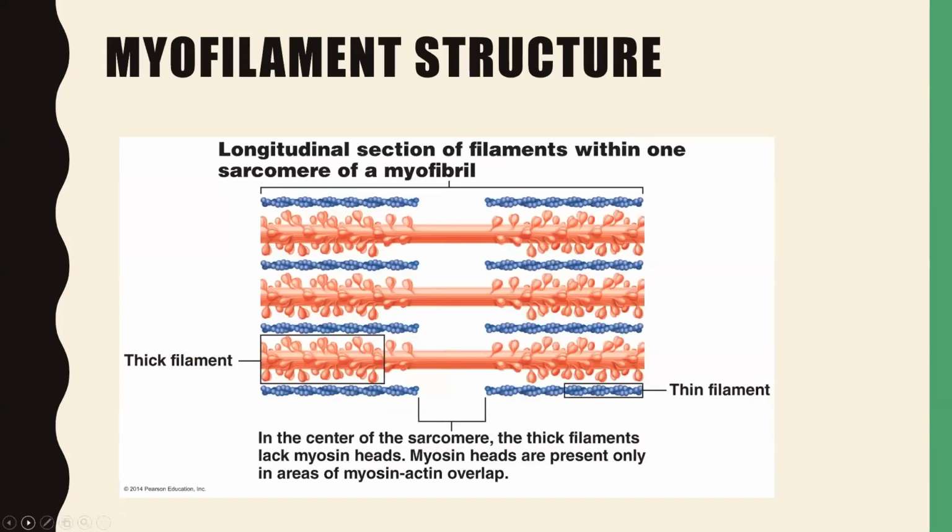All right, so if we again take a look at the components of the thick and thin filaments, we can see a little bit more detail. There are myosin heads and the thin actin proteins that form these thin filaments. And notice it says in the center of the sarcomere, the thick filaments lack myosin heads. Myosin heads are present only in areas of myosin actin overlap. So they're never going to be in this area right here, okay, when it's relaxed.